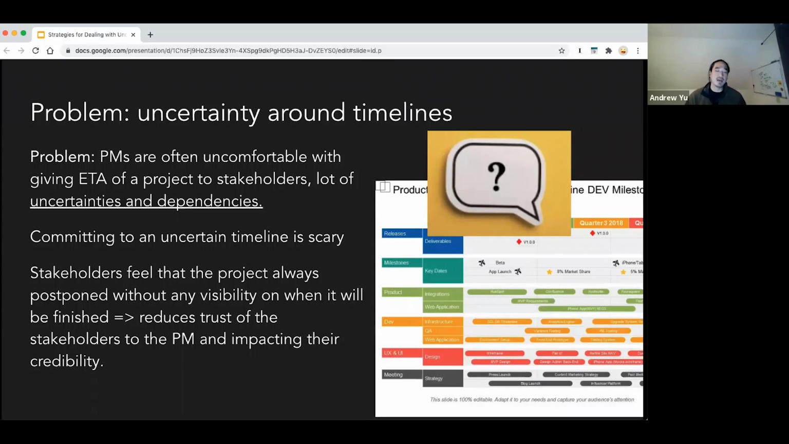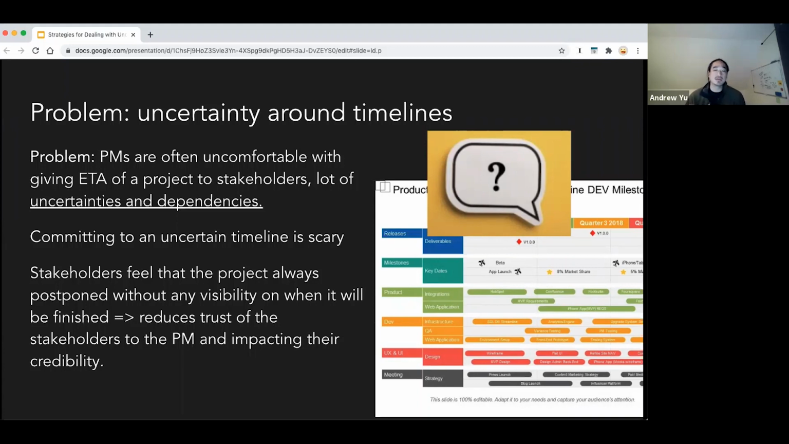So what happens if that is commonplace? Well, then your stakeholders, whether that be your manager, your cross-functional teams, or the directors, they just start feeling that a project is always postponed and there's not much visibility. Because if you're not giving timelines, if you're not giving ETAs, then there's not even a reference point. And if you don't want to give ETAs because it's scary to commit to an uncertain timeline because there's so many open-ended things, then there's basically a lack of visibility, right?